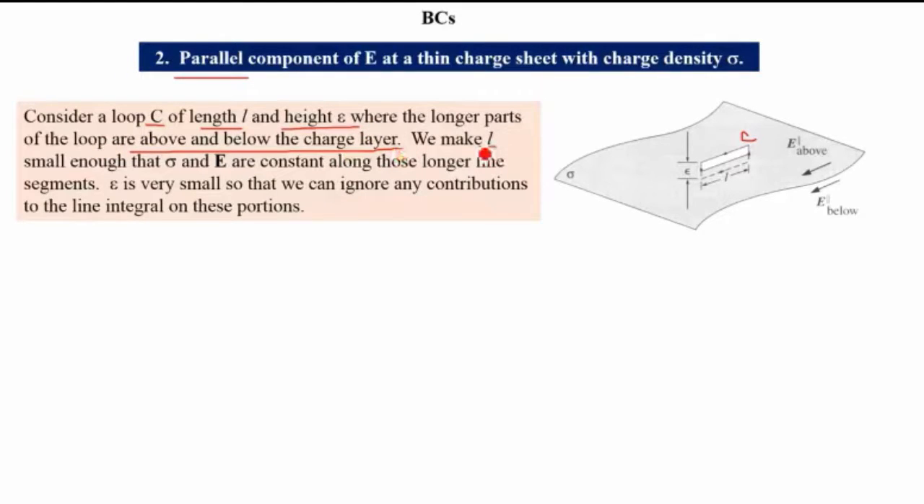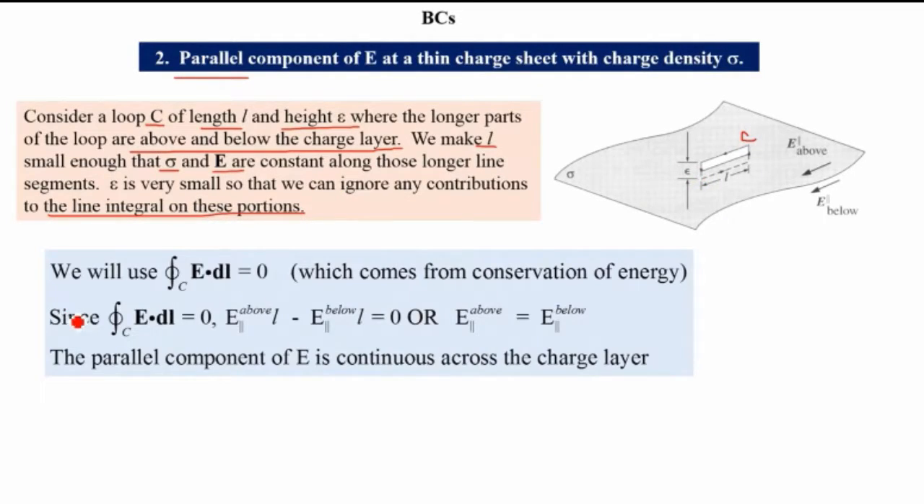So we make l small enough such that the sigma along that line and the E field are constant along these regions right here. So this is not too long to have changes in E or sigma. And we've already mentioned that if we make this small enough, we don't have to worry about the integration along this part of the loop. So we can ignore any contributions on these portions of the curve. We use the fact that if we take the E field and integrate on any path that closes, so that's what this circle means, we'll end up with zero.